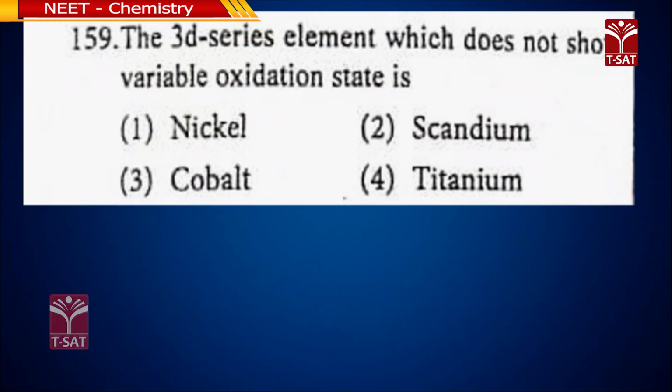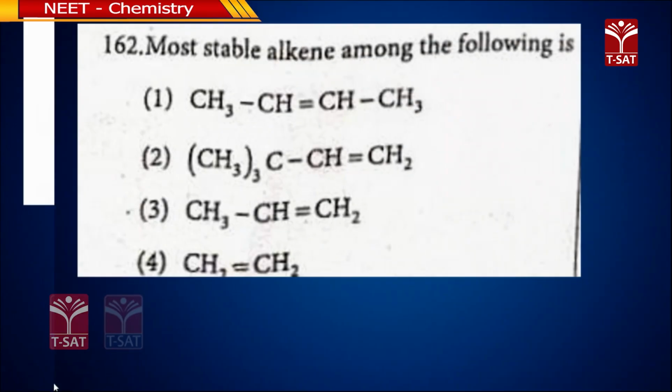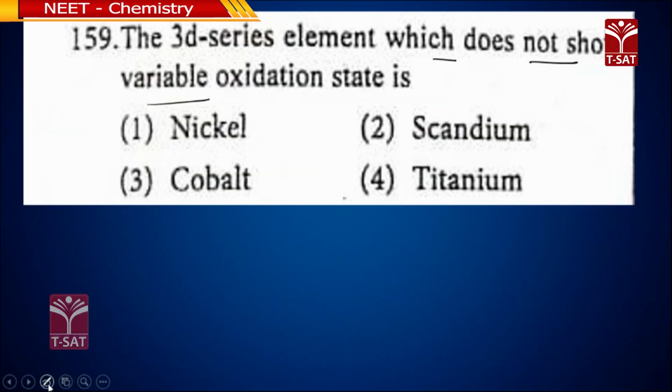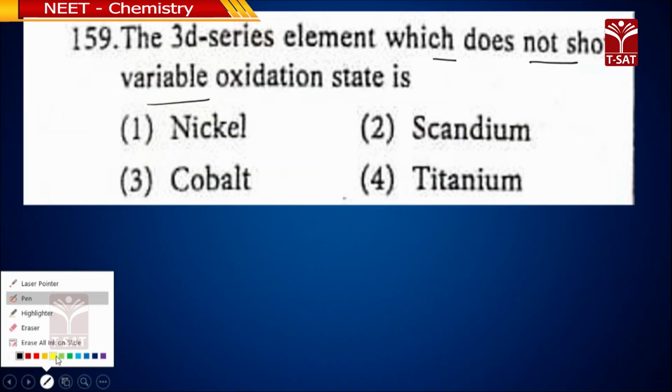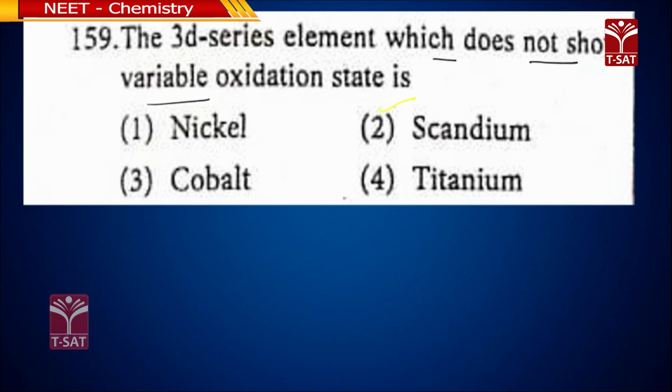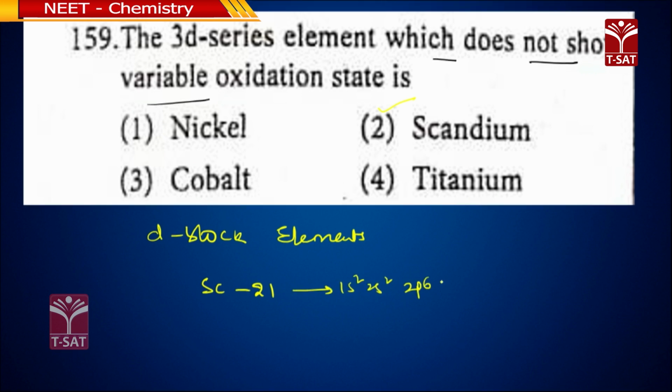Next, coming to the 159 next question. The 3D series elements which don't show variable oxidation state. You should remember this question. The 3D series element which doesn't show variable oxidation state is scandium. It is scandium. See, this is a D block element question, D and F block elements. See, scandium is actually 21. It is 1s2, 2s2, 2p6, 3s2, 3p6, 4s2, 3d1, right?